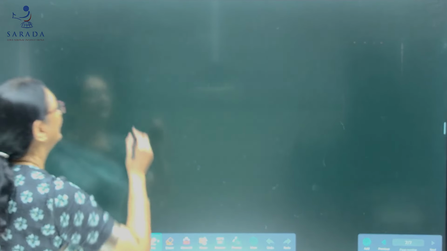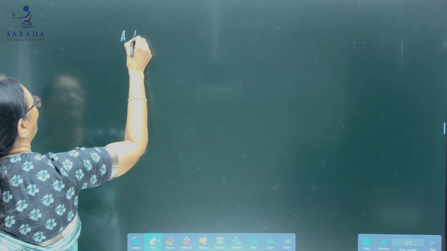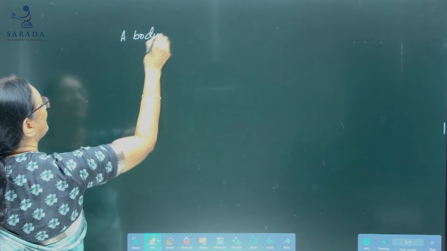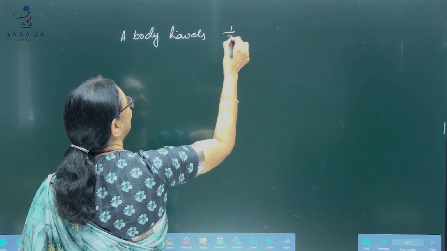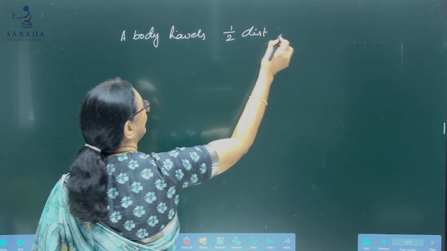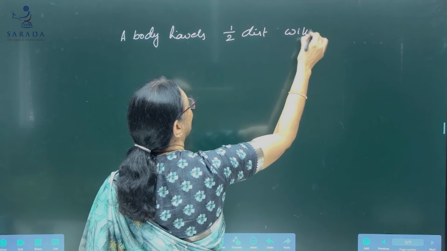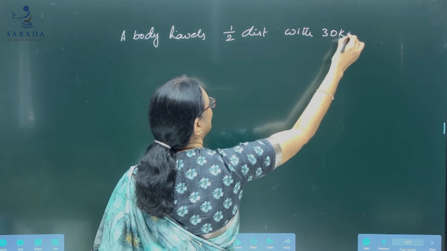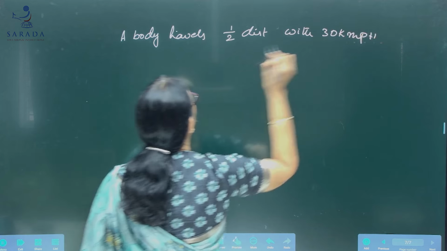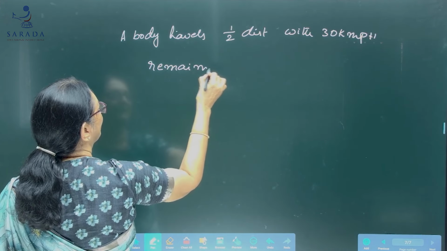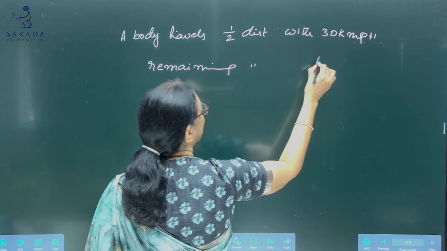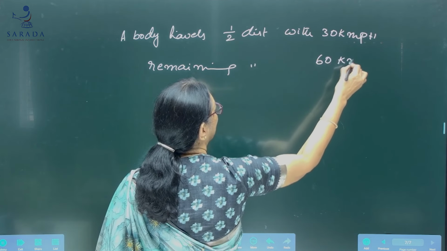Look here, note down the question. A body travels half the distance with a speed 30 km/h and the remaining distance with 60 km/h.